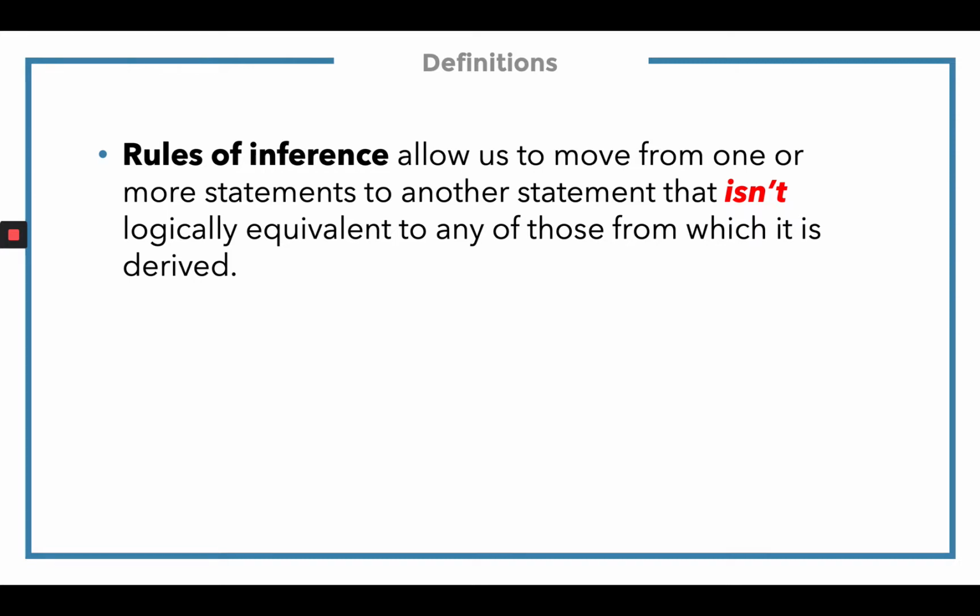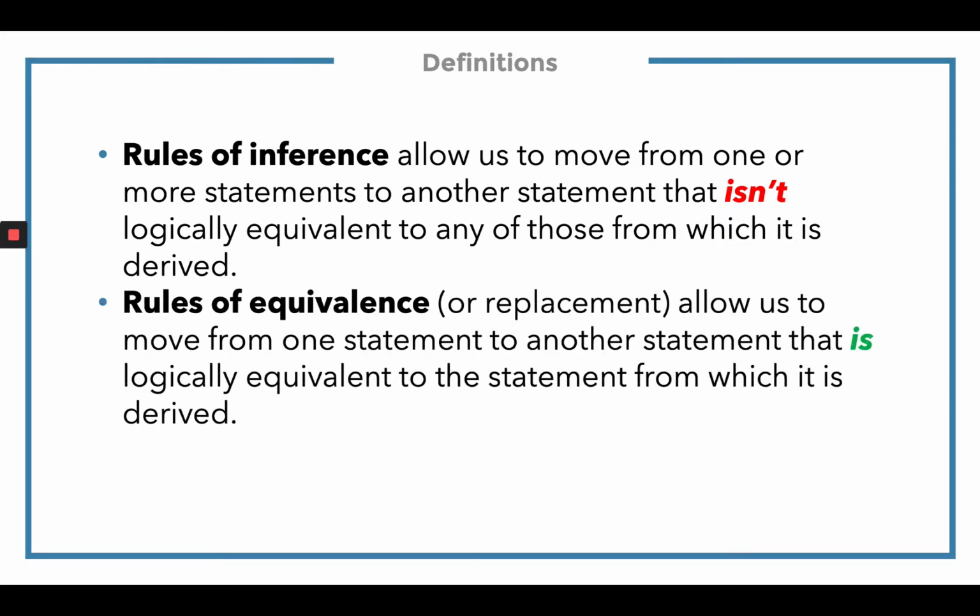Again, as a quick refresher, we talked about rules of inference the last couple weeks. What rules of inference do is they allow us to move from one or more statements to another that isn't logically equivalent to those from which it was derived. Rules of equivalence or replacement allow us to move from one statement to another that is logically equivalent to the statement from which it's derived.